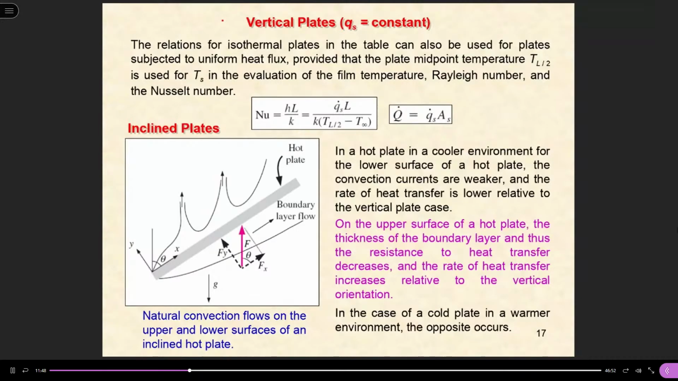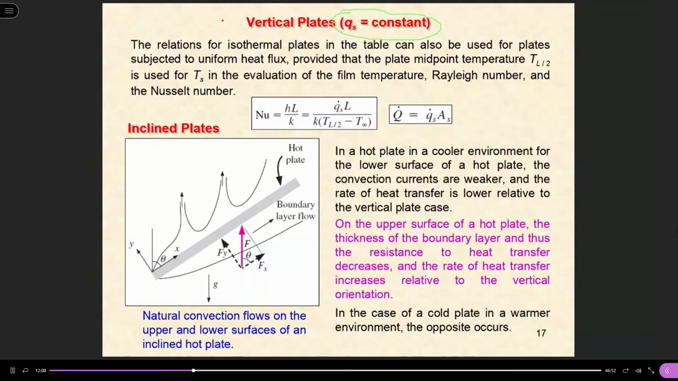How about the case just now? What we were talking about is the case when the temperature is constant. How about the case when the heat flux is constant?